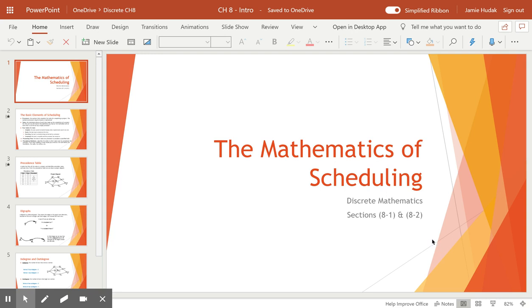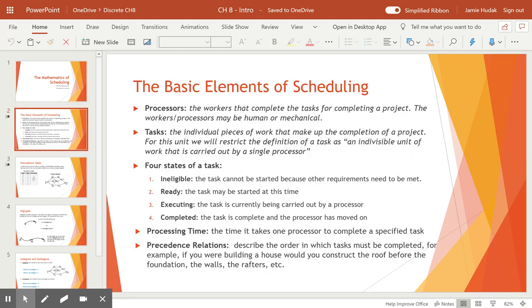Okay, so this is discrete mathematics, the mathematics of scheduling, which is section 8.1 and 8.2 in our textbook. To begin, we have the basic elements of scheduling. We see that our vocabulary here starts with processors.